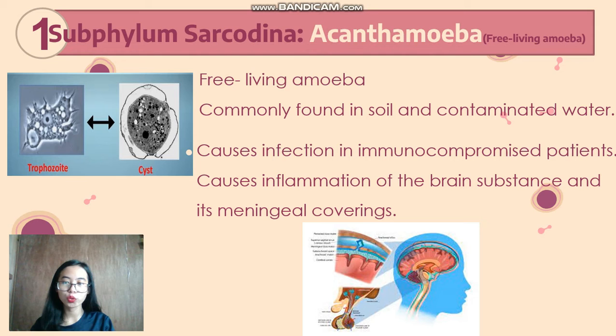So it has two morphological forms, the trophozoite and the cyst. The trophozoite is extremely variable in shape. It has a size of 10 to 40 micrometers in diameter, while the cyst also varies in shape and measures 15 to 20 micrometers in diameter.